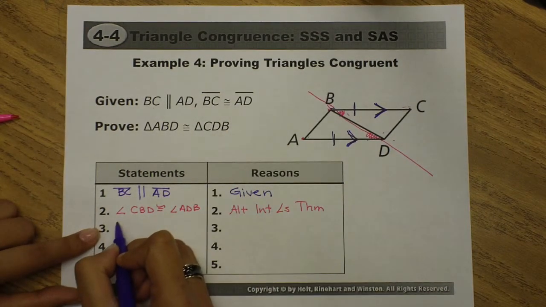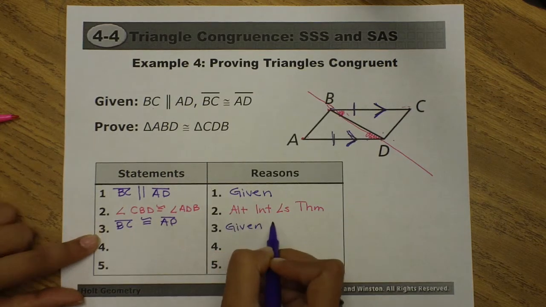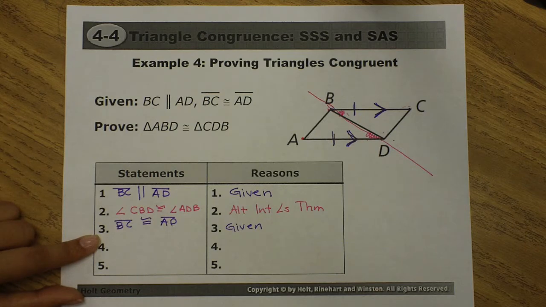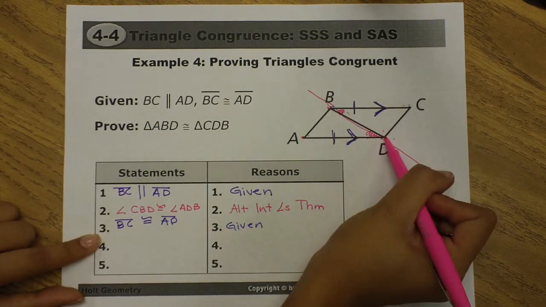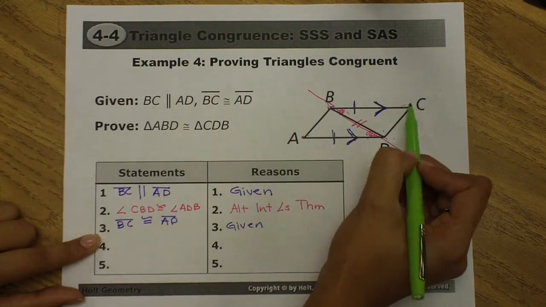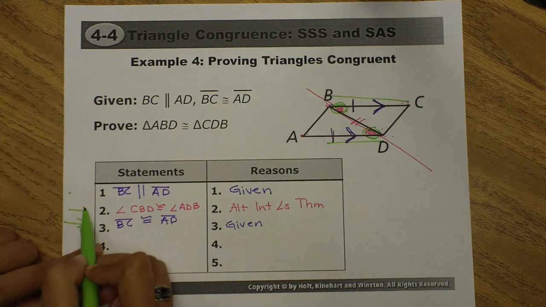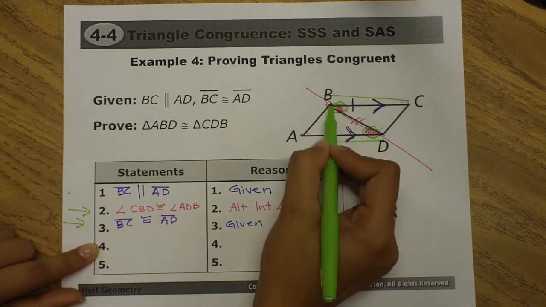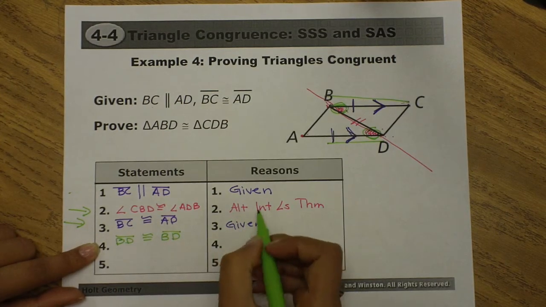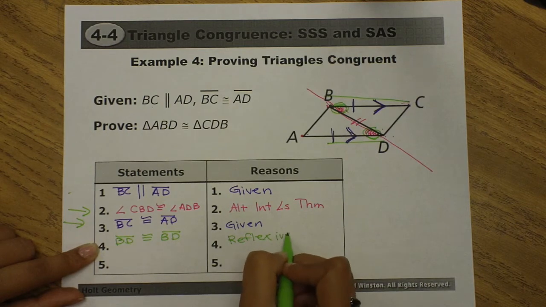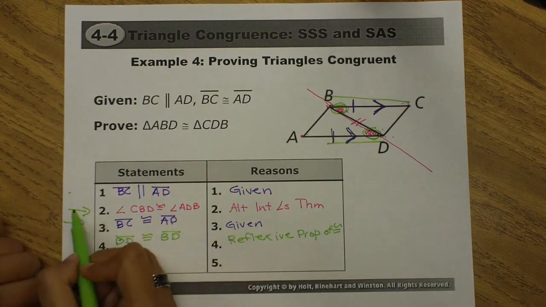I'm going to use my next piece of given information. BC is congruent to AD, and my reason for that is given. And if you take a look at the information that you have, you can go ahead and conclude that BD is congruent to itself, which I need because I already have a side and an angle. So this gave me my first side here, and that's my angle, so I need the third side. So BD is congruent to itself, BD, and the reason for that is the reflexive property of congruence.